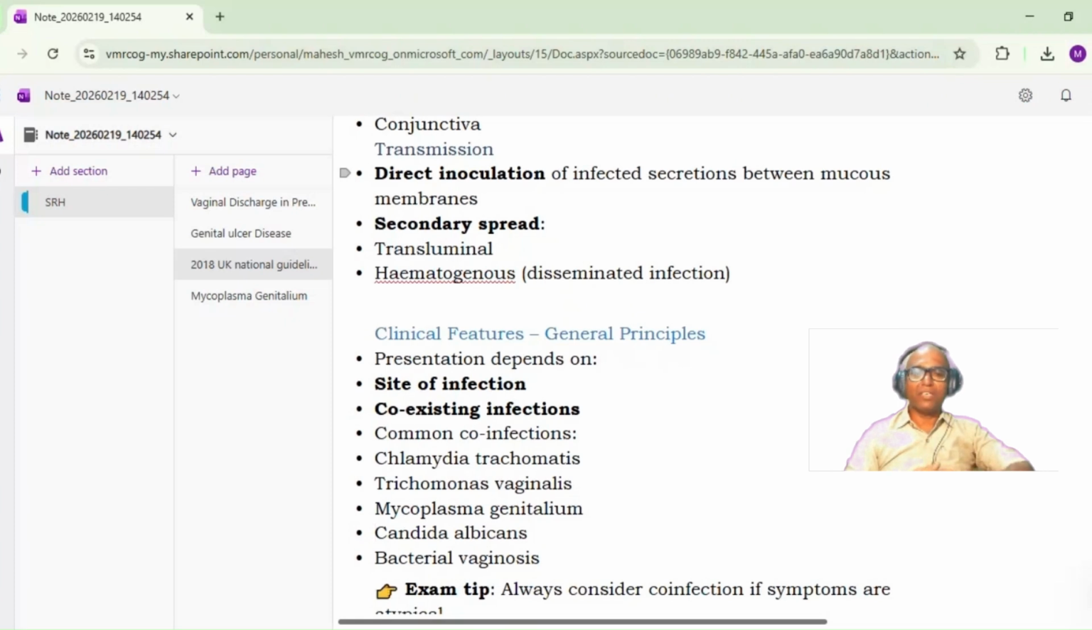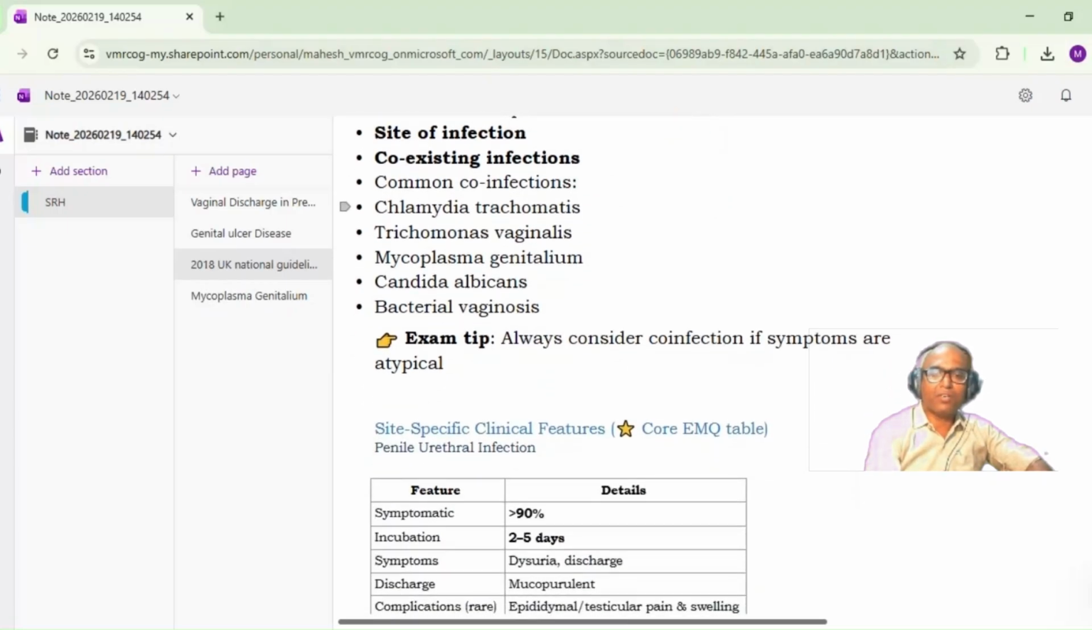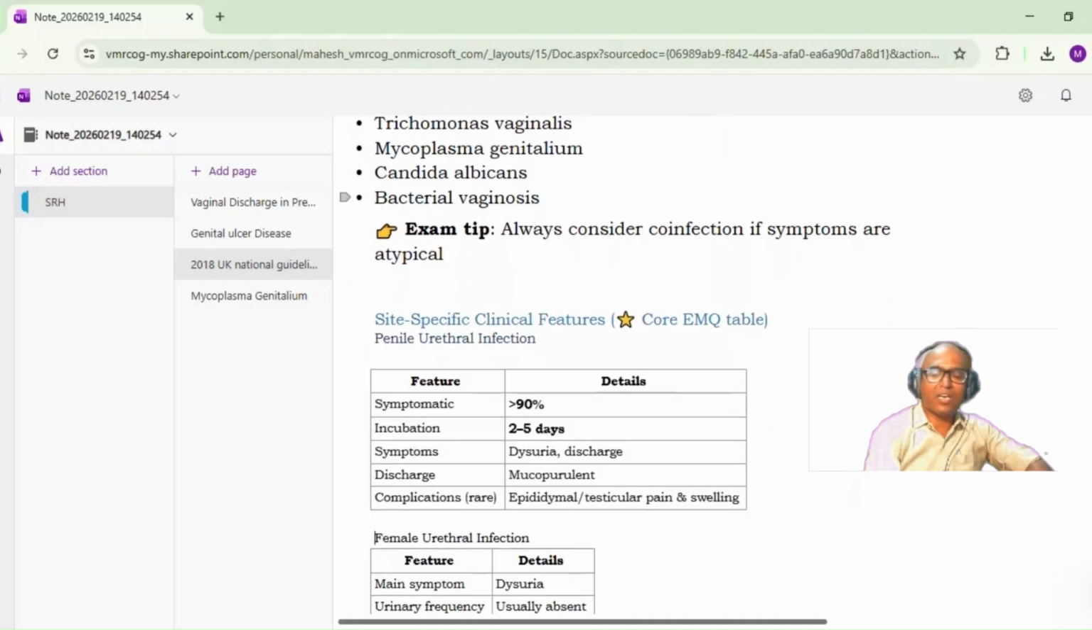Clinical features will depend on the site of infection and other coexisting infection. Gonorrhea can present along with chlamydia, trichomonas, mycoplasma, Candida albicans, and bacterial vaginosis. So these infections may be associated with it. When there are atypical symptoms, always think of a coexisting other infection.